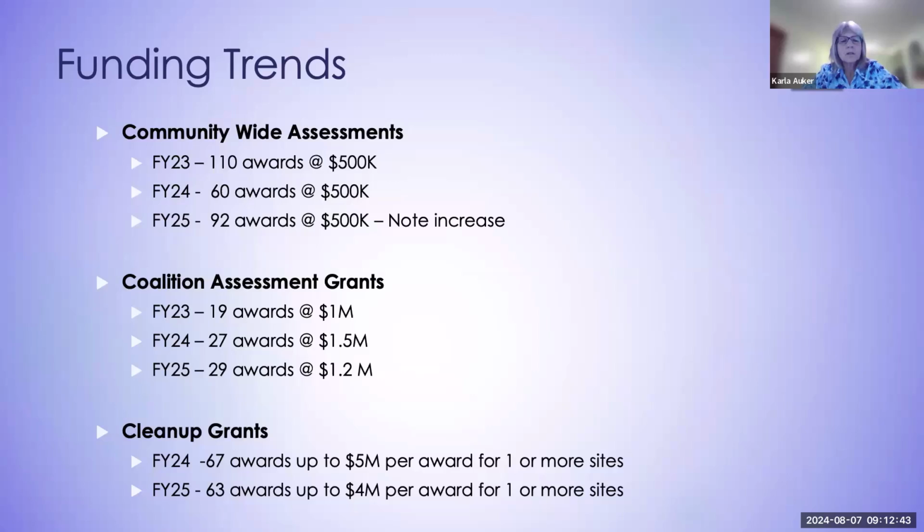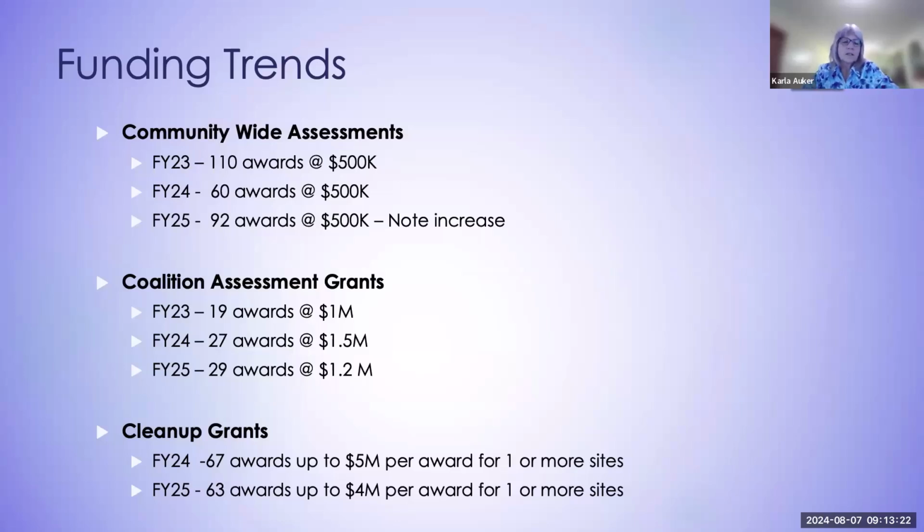Then if you look at the coalition assessment grants, every year we have increased the number of grants and the amount of overall money, the overall pot. For FY25, we're going to keep that pot a little bit closer to the same as FY24, but we're going to just lower the ceiling amount, the maximum grant award, but give out a couple more coalition assessment grants. And I'll talk a little bit later about the coalition assessment grants because we've made some changes in eligible non-lead entities for those.